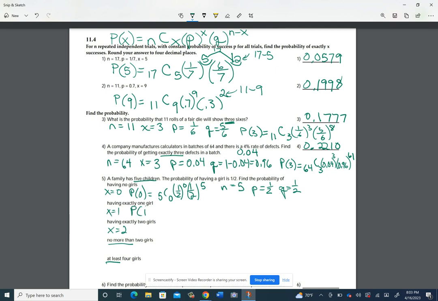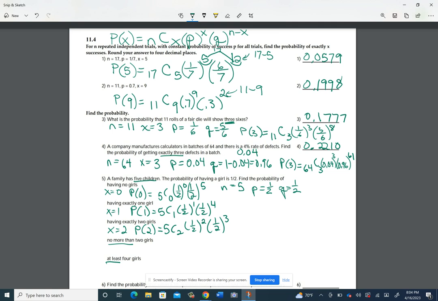The probability of exactly 1 girl would be 5 choose 1, would be 1/2 to the first, and then 1/2 to the 4th. Exactly 2 girls would be the probability of exactly 2, 5 choose 2, and then 1/2 raised to the 2nd power, and then 1/2 raised to the 3rd power.